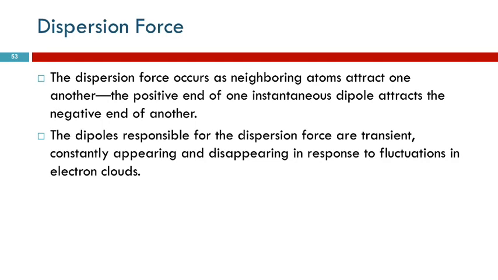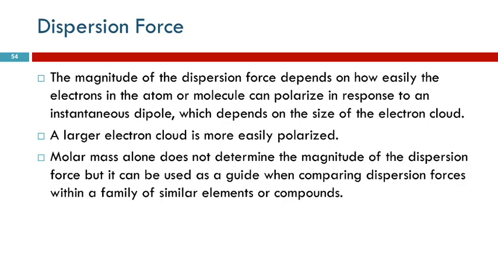Dipole force, dispersion force. So it happens as neighboring atoms attract each other. These are transient, constantly appearing and disappearing. How strong that dispersion force is depends on how easily the electrons in that atom or molecule can be polarized. And that's going to depend on the size of the electron cloud. A larger electron cloud is more easily polarized than a small one, because in a large cloud, those outer electrons are farther away from the nucleus.